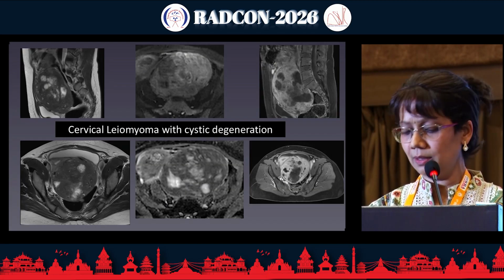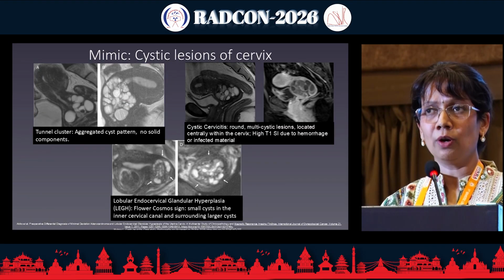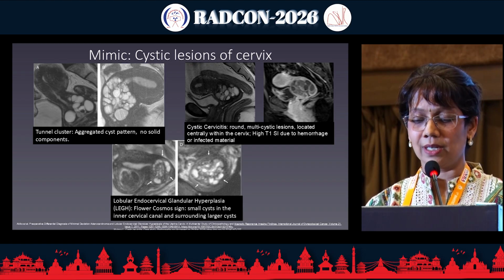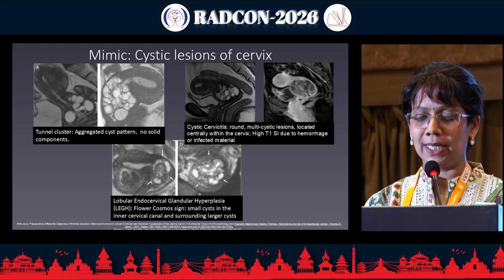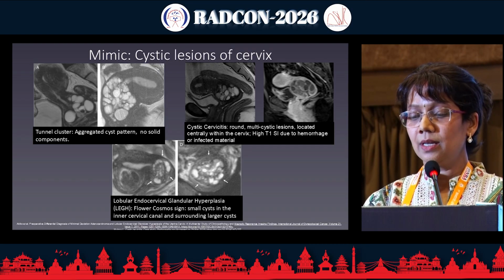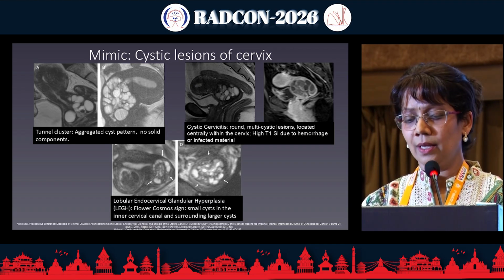Unlike in this case where we do see the cervix separately, sometimes the leiomyoma may even encase it and simulate a cancer. Cystic lesions of the cervix are very commonly seen, and we just ignore them as Nabothian cysts or tunnel clusters, but we have to be mindful keeping in mind the adenoma malignum. So tunnel cluster has an aggregated cyst pattern. Cystic cervicitis may also show multiple cysts.